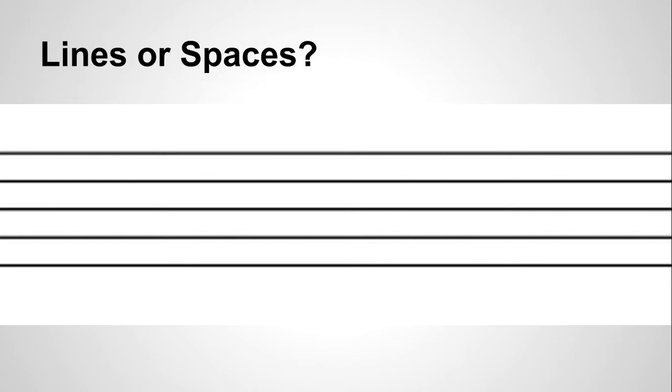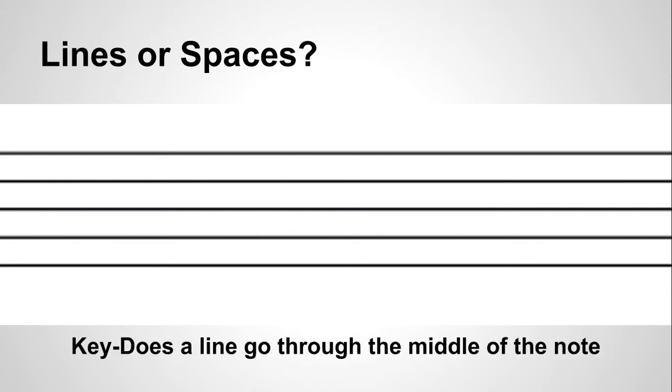So the question is, how do we know if a note's in a line or on a line, in a line, on a space, or in a space? Well, the key is, does a line go through the middle of the note? What does that mean? Let's look at it. I just put a note on the staff here. If you look, is there a line going through the middle of it? And the answer is yes, there is. Therefore, that note is on a line.